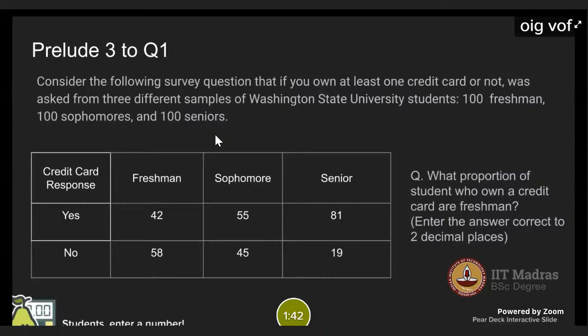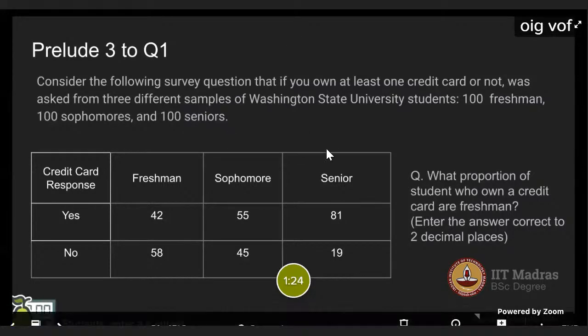Yeah, notation wise 0.10 is correct, but 0.1 will also be correct. It won't make any difference. But don't go to 3 decimal places, like 0.100 or something. Okay. So we can write 0.10, right? Yeah, you can write. Okay, sir, thank you.